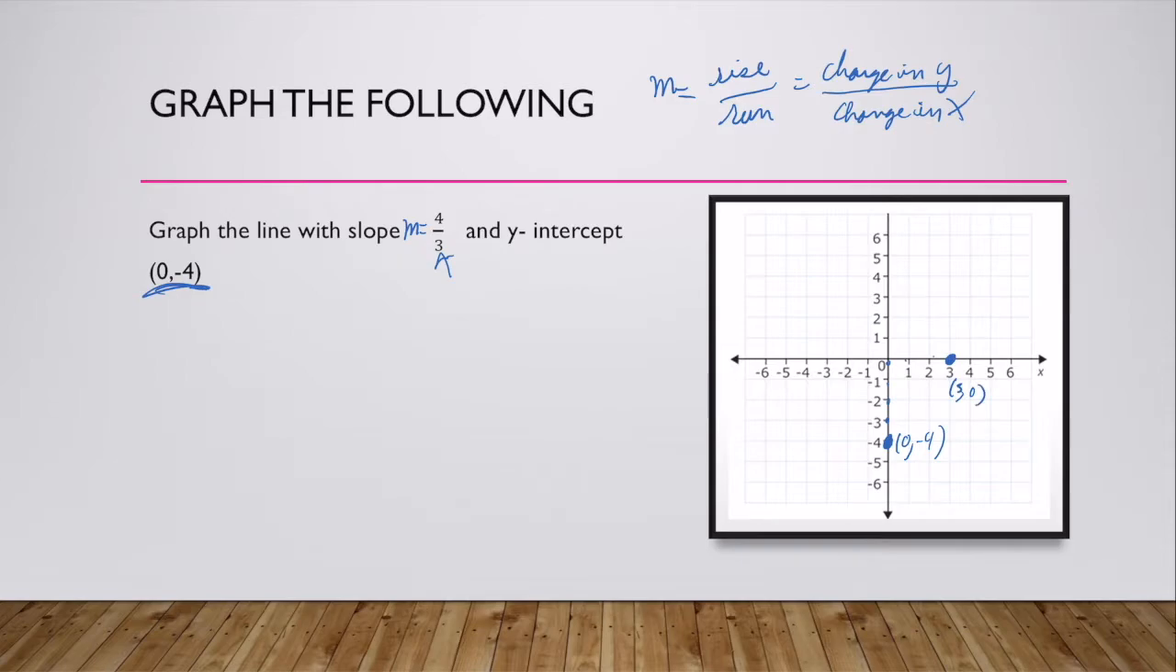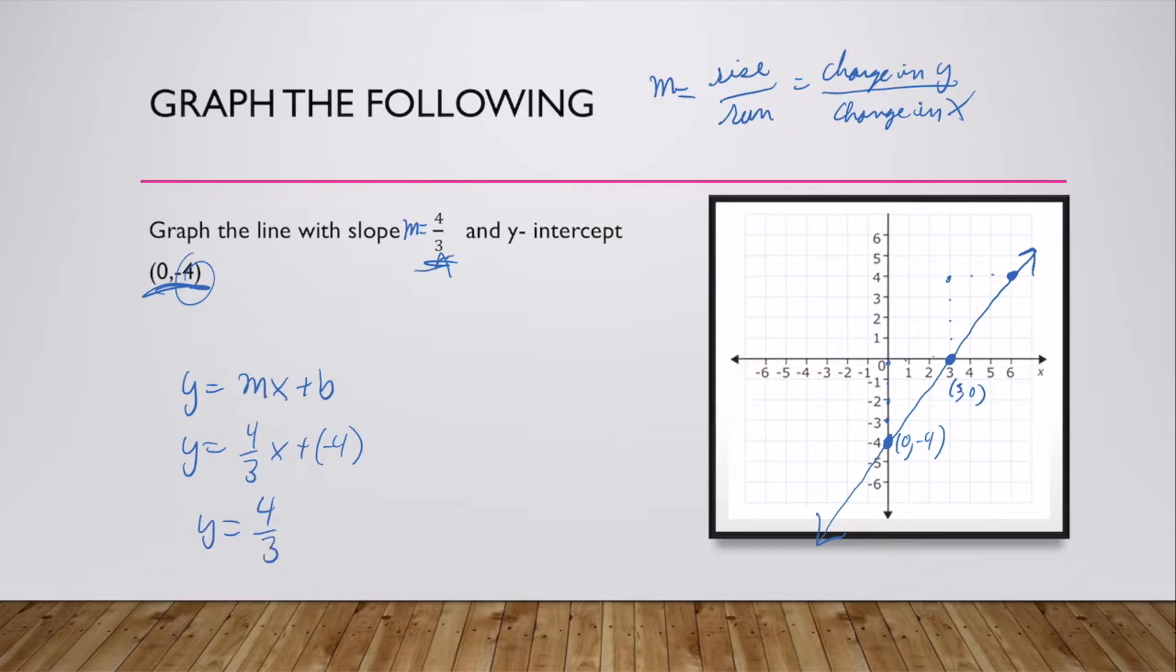Let's find another point. So I would go up 4 over 3, right? That allows me to find additional points on my line. Knowing my slope and my intercept, I could put this into slope-intercept form because I substitute in. I know m is 4/3 plus b, which is -4. So the equation for this line would be y equals 4/3 x minus 4.